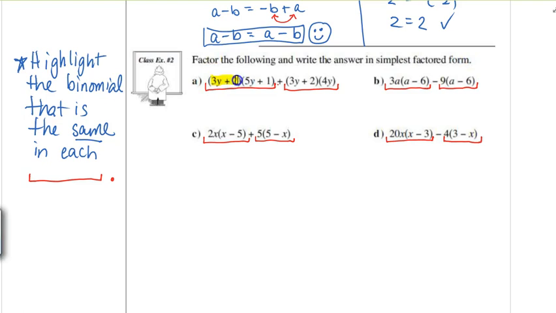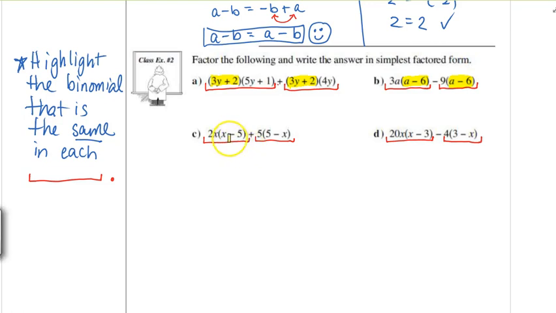See, I have a 3y plus 2 and a 3y plus 2. That's all I want you to do. Just find what's the same. Okay, let's keep going. A minus 6, and an a minus 6. Isn't math easy? Well, it's fun. It's fun when it's easy.